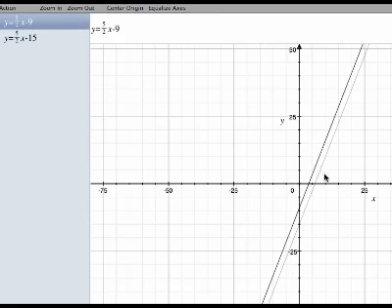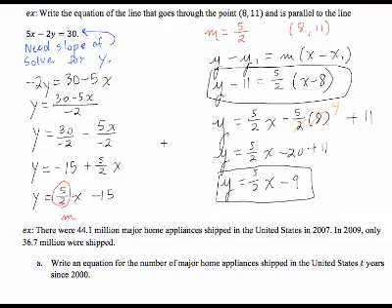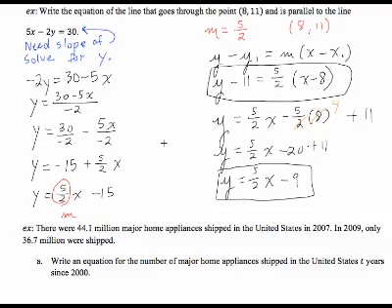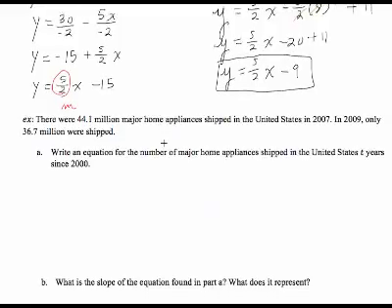Alright, so they are parallel. They have the same slope there. Just different points, different y-intercepts. Okay, so that's parallel and perpendicular lines. I think that's enough for you to get it right there.